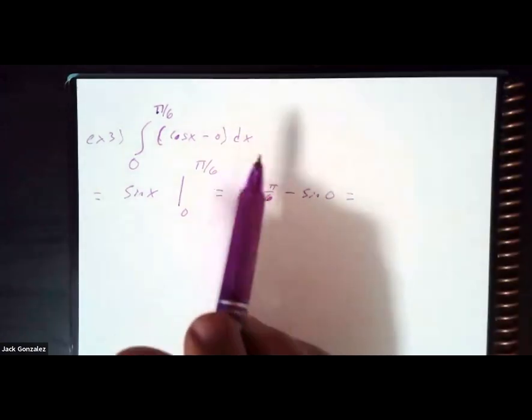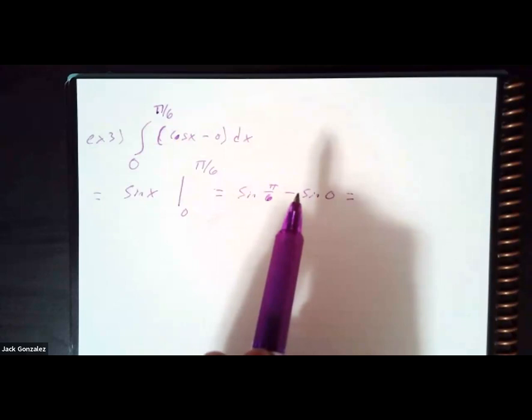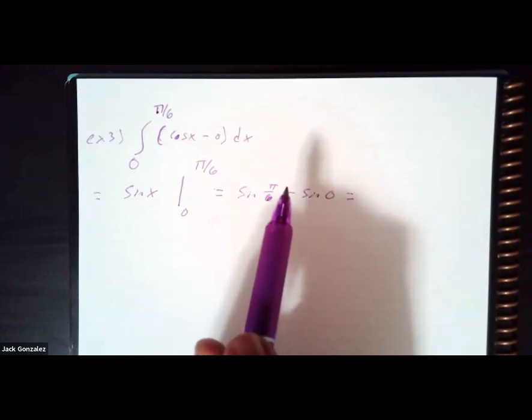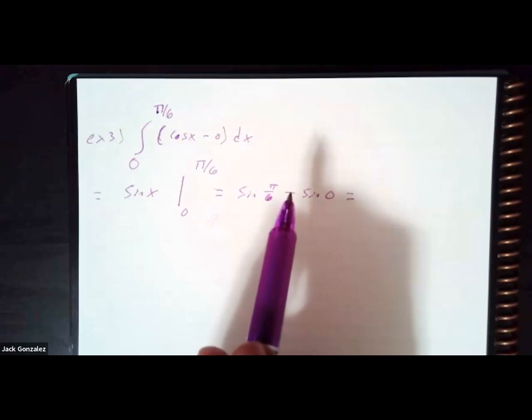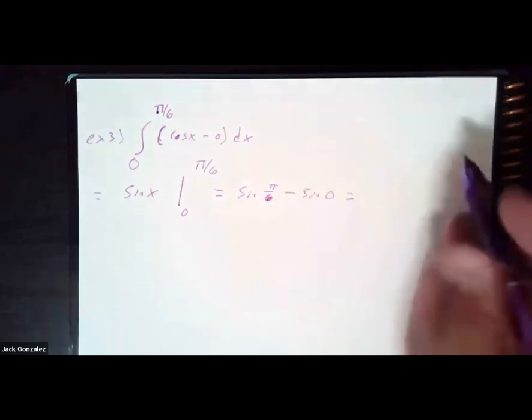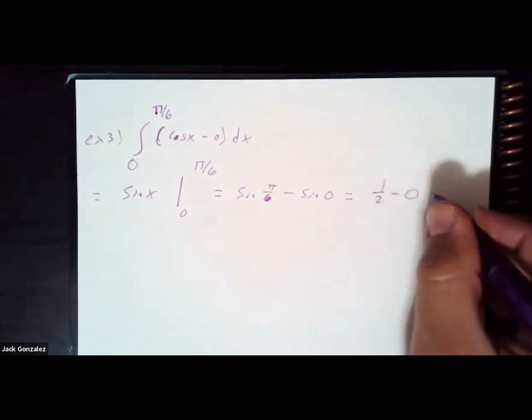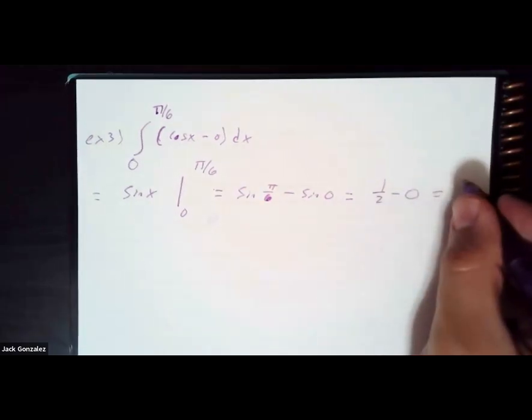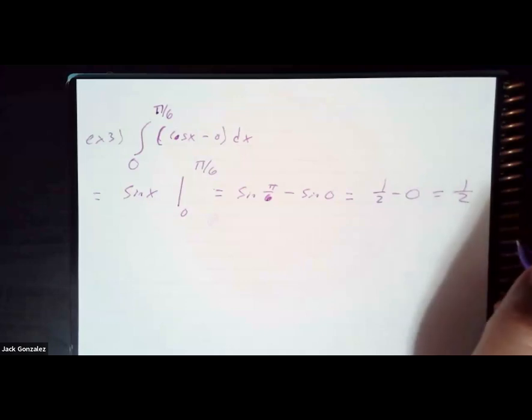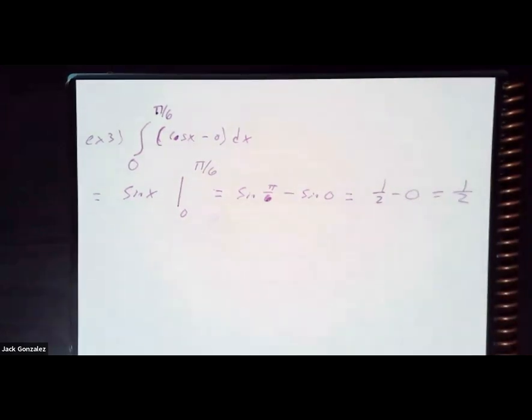And so we're looking for sine pi/6. Yeah. It's going to be that 1/2. Yeah, it's 1/2. So it'll be 1/2 minus 0. So the area underneath is a half. So one application of antiderivatives is finding area underneath curves.